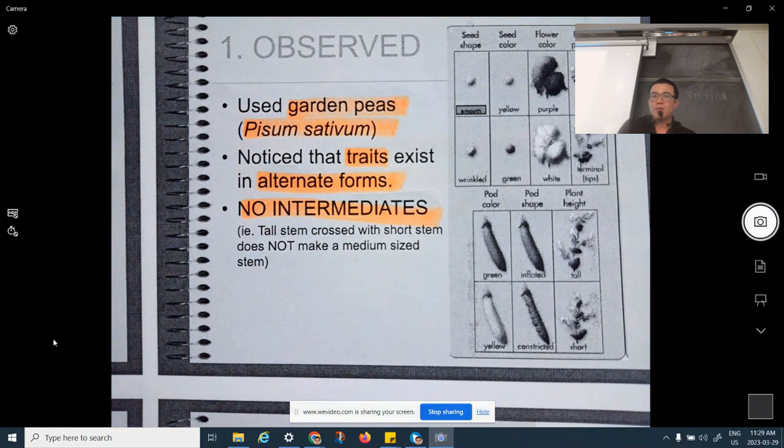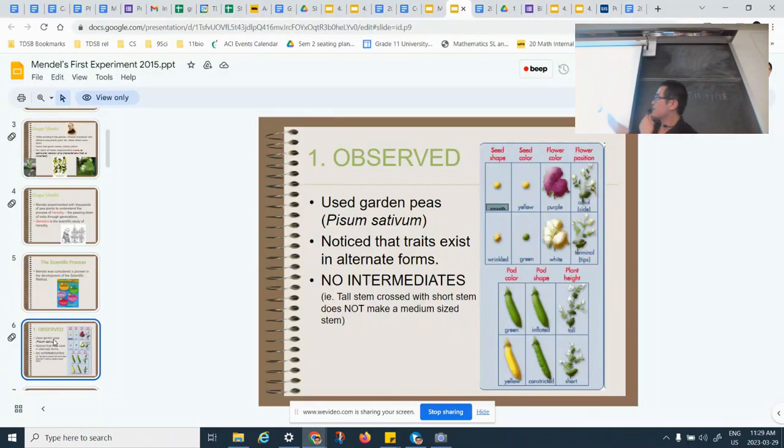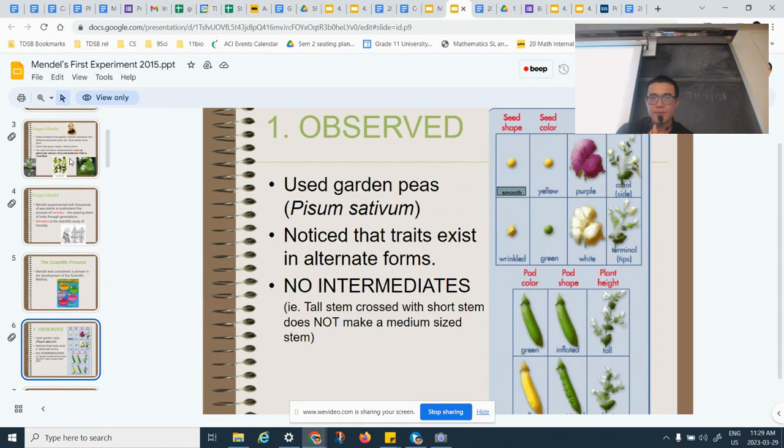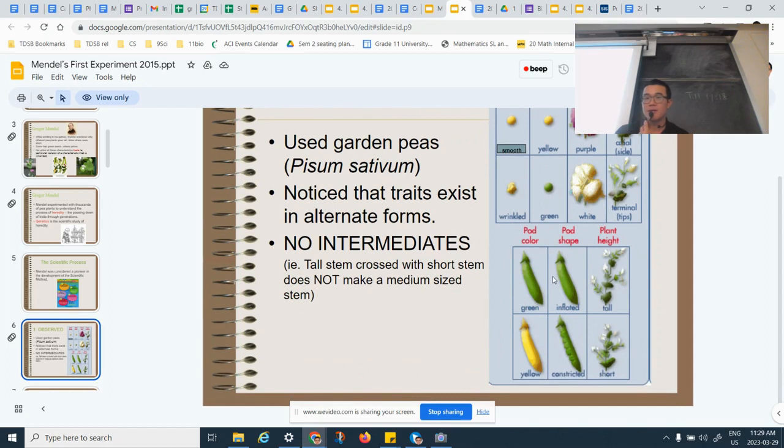Okay, so here in this slide, you see a number of things. Seed shape, seed colors. The shape of the pea, whether it's smooth or wrinkled, yellow or green, flower color is only two forms, position of the flower, pod color, pod shape, and plant height. Okay. He was very lucky.